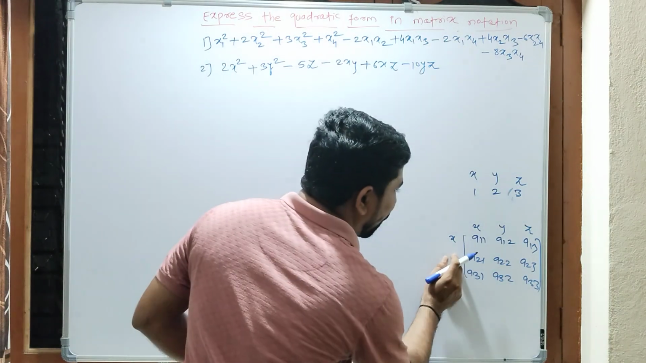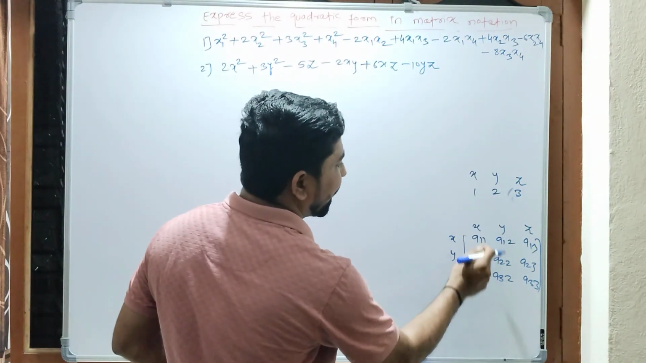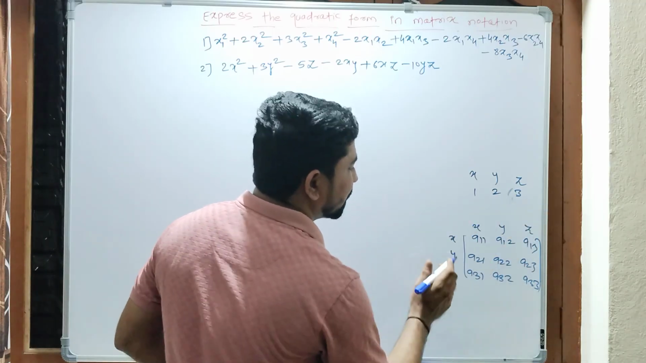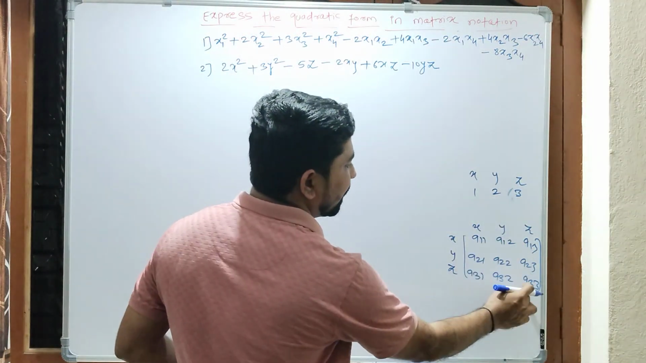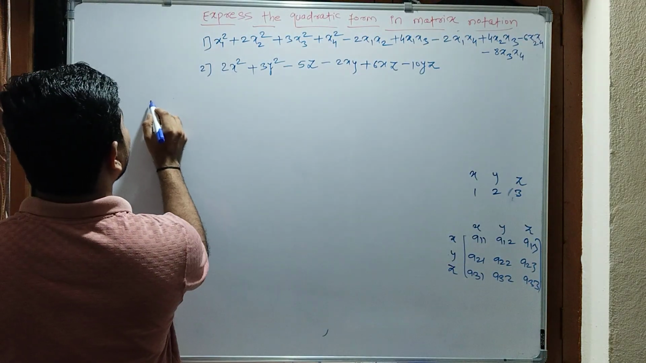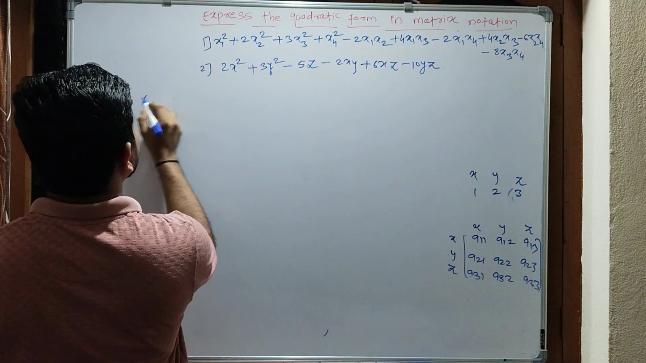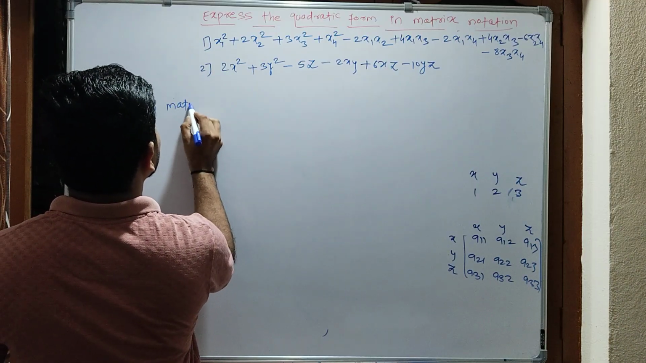Now here y is fixed. Here y is 2, fixed. Here I will write y. Here yx, yy, yz. Here z is fixed, 3. zx, zy, zz. That is the zz position. So here I will write. Therefore the matrix notation is the answer for this.